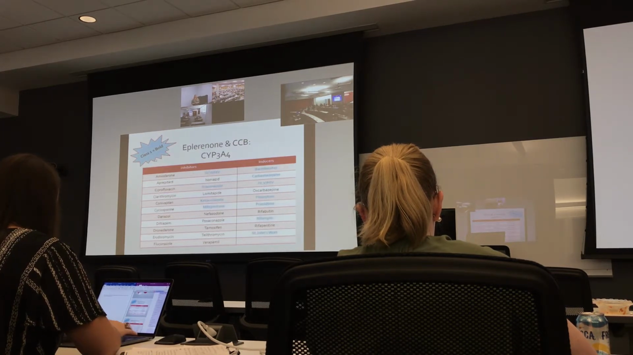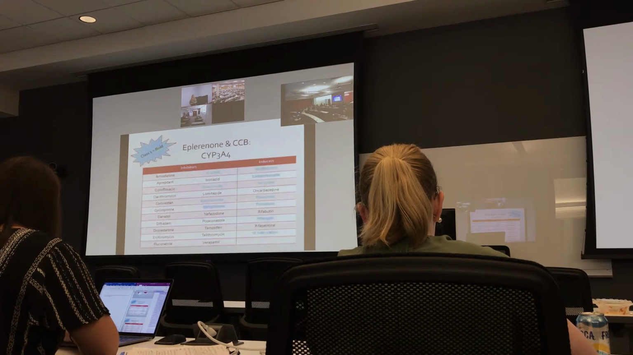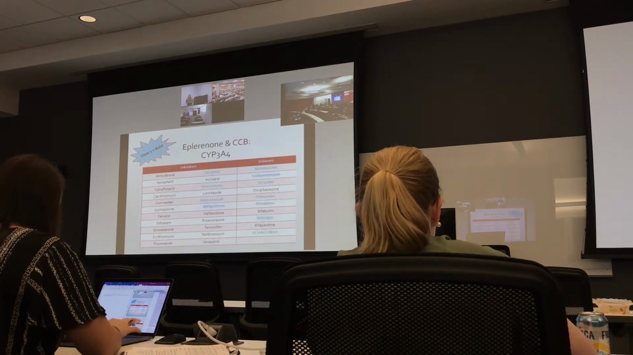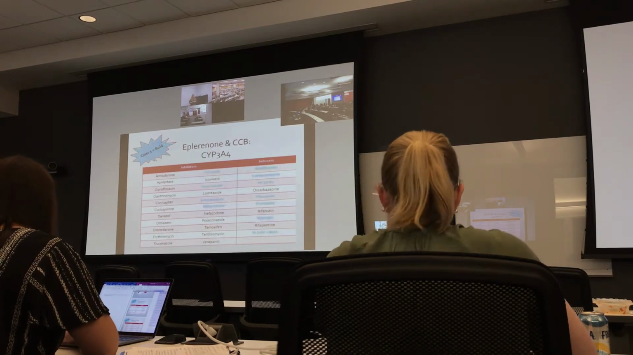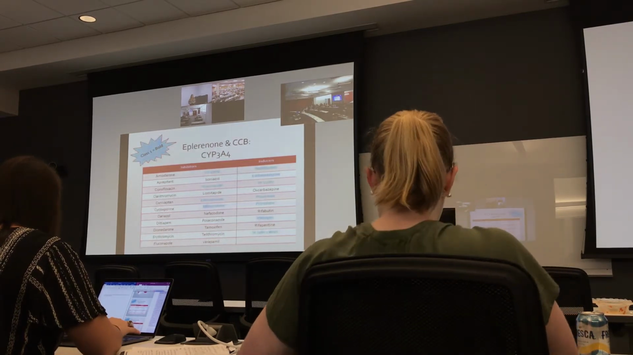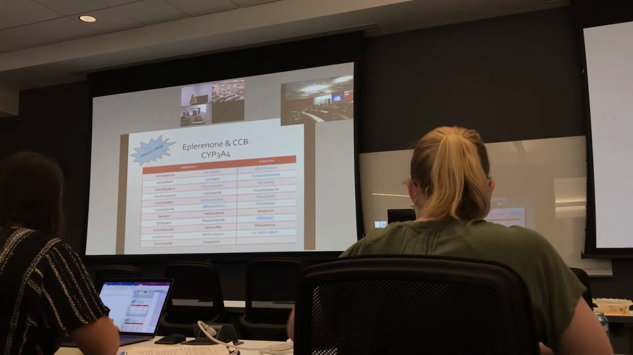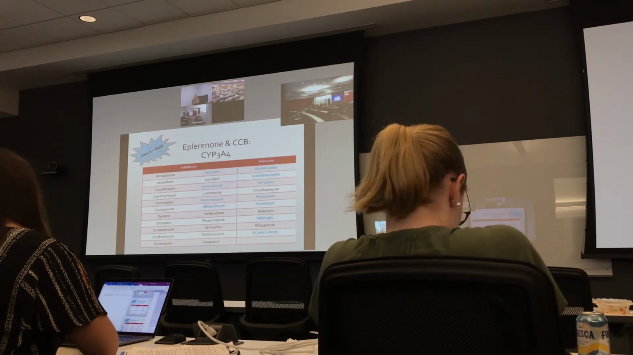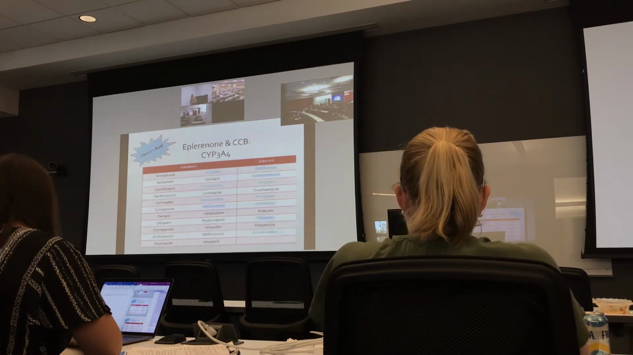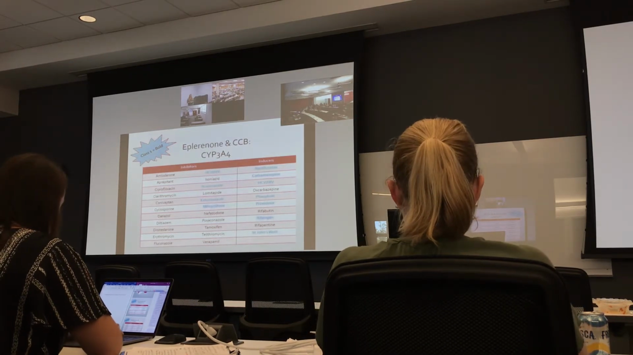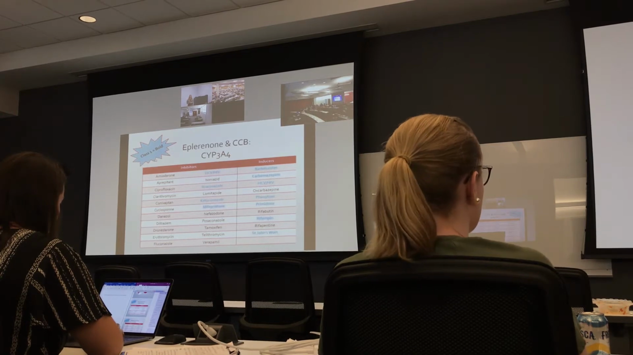All right. Eplerenone and calcium channel blockers tend to have a lot of 3A4 interaction, so I'm not going to beat a dead horse, but you have big bold blues that are in the 3A4 category. So just as I'm going to hold you accountable for the other agents and 3A4, I'm going to hold you accountable for eplerenone and calcium channel blockers and the big bold blues.